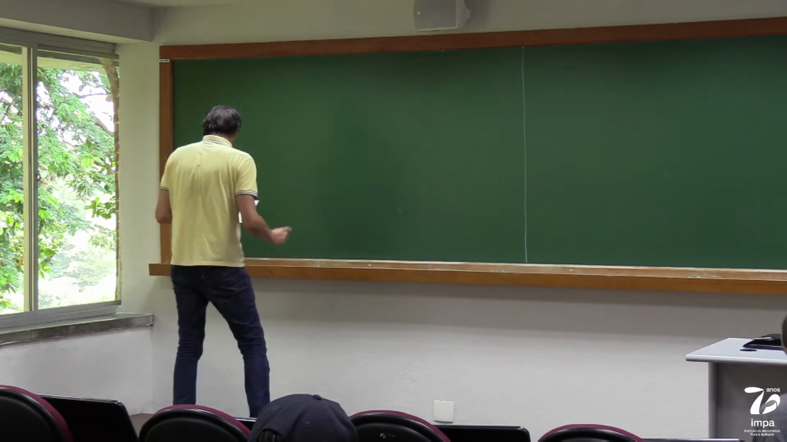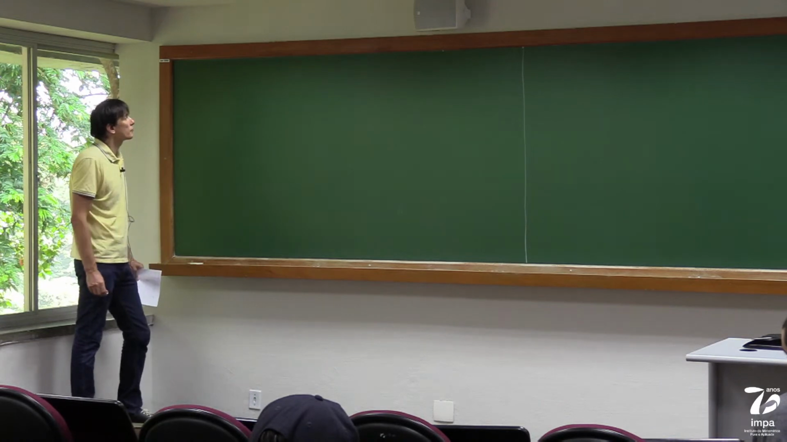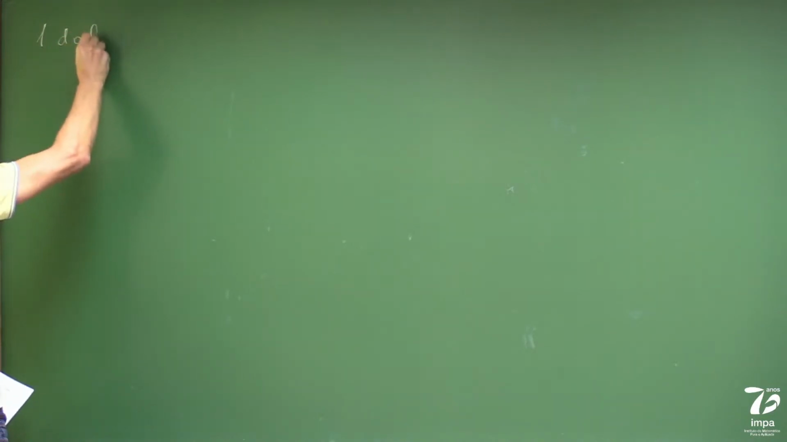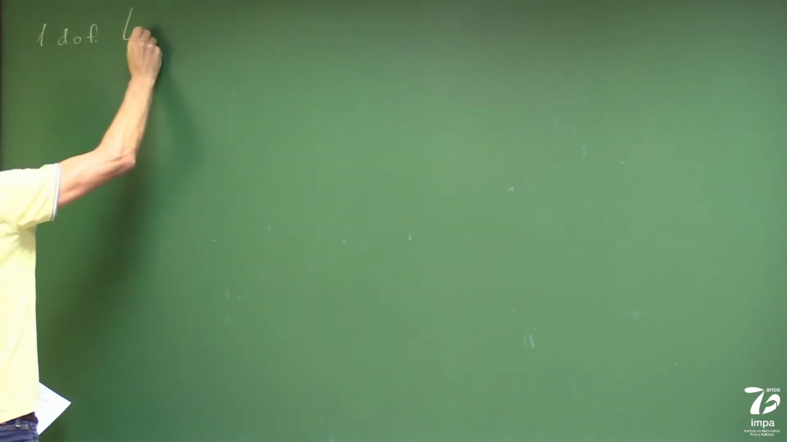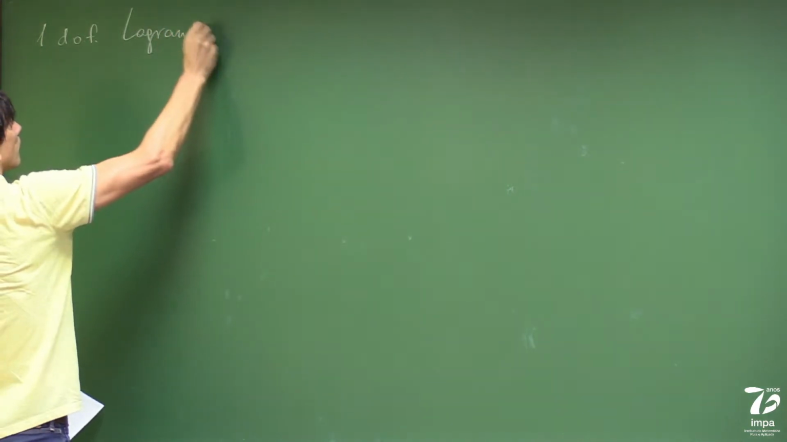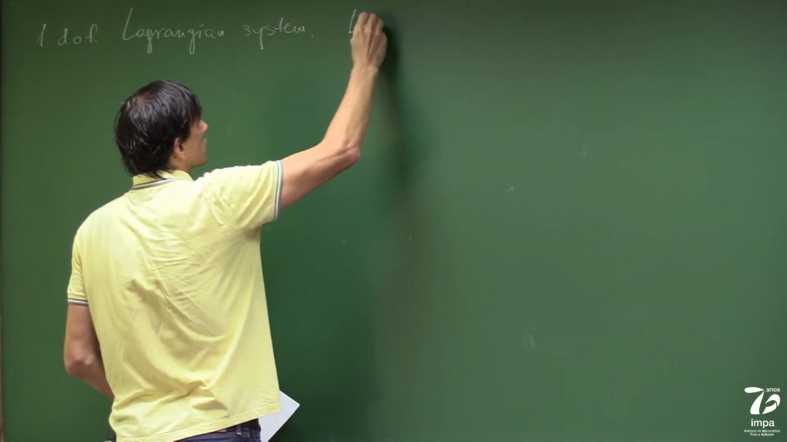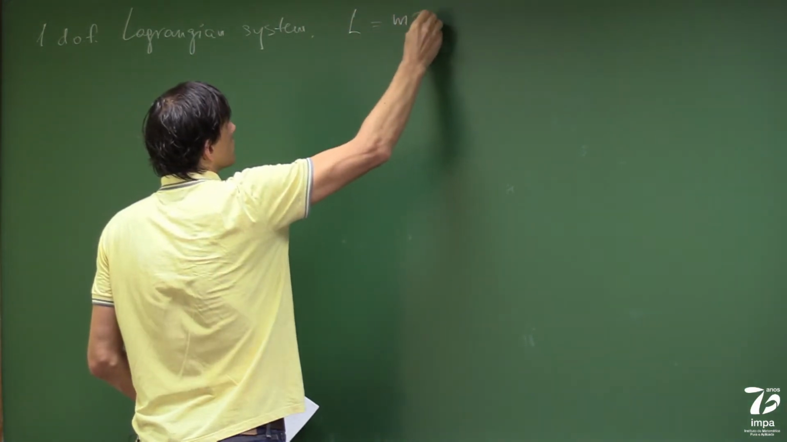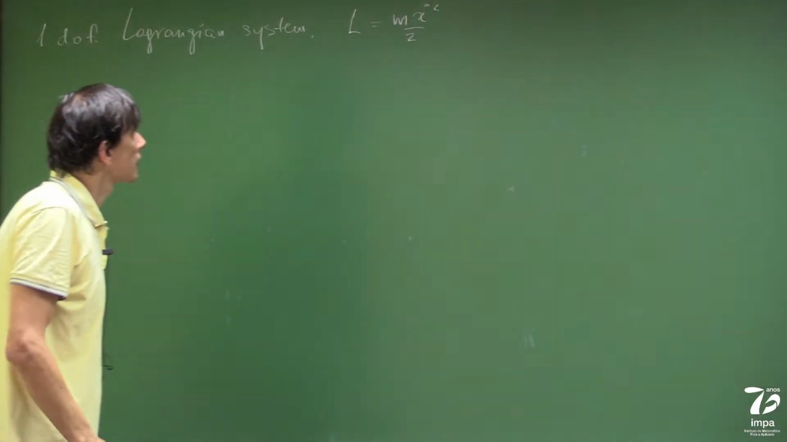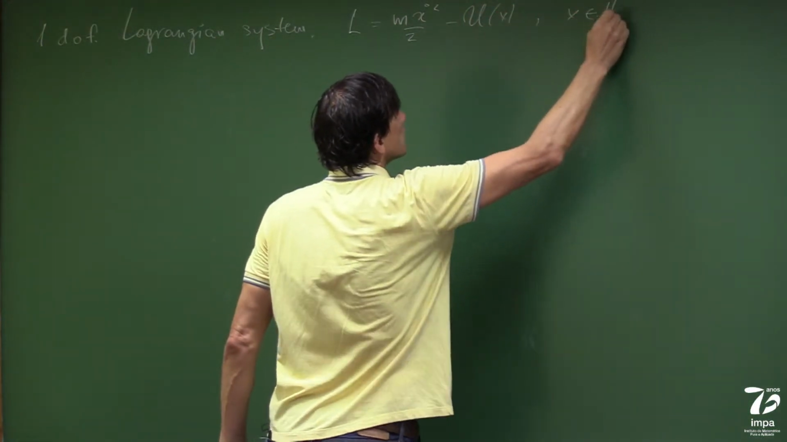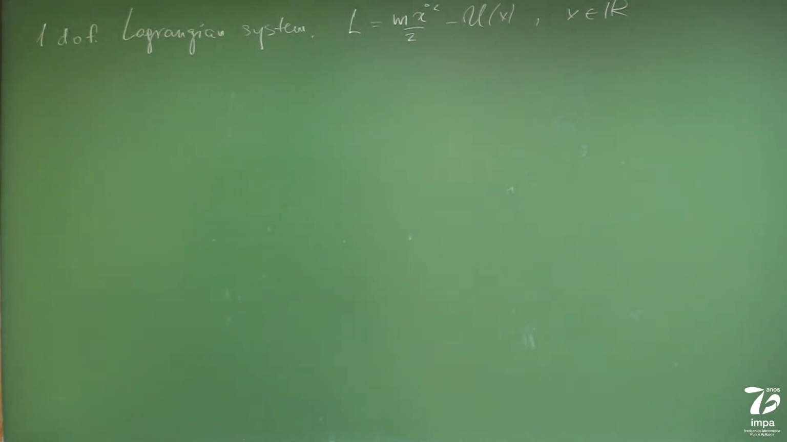Good. So I recall briefly what we did. We considered a one degree of freedom Lagrangian system, which means that the Lagrangian is kinetic energy minus potential, where x is a point on a line or an angle. And then we found out the following thing.